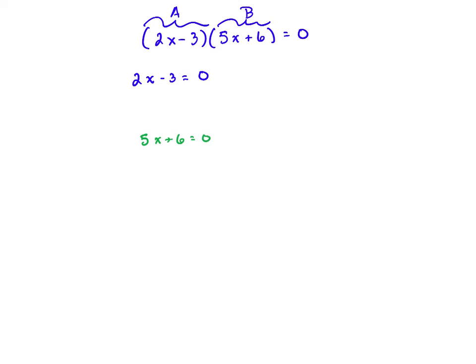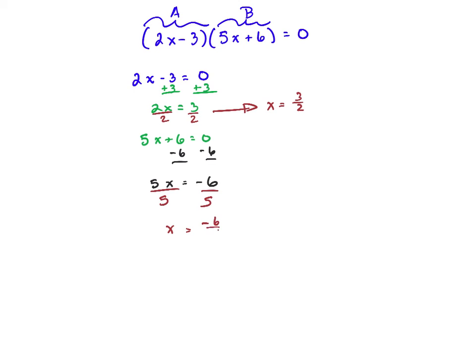Now you still have to solve these linear equations. It's just not always the opposite like you may have seen in the other ones. So in this case, I'd have to add 3 to both sides, and then divide by 2, yielding x equals 3 over 2. In the second option, subtract 6. 5x equals negative 6, and divide by 5. X equals negative 6 fifths. So there's our other solution. So those are our two answers.